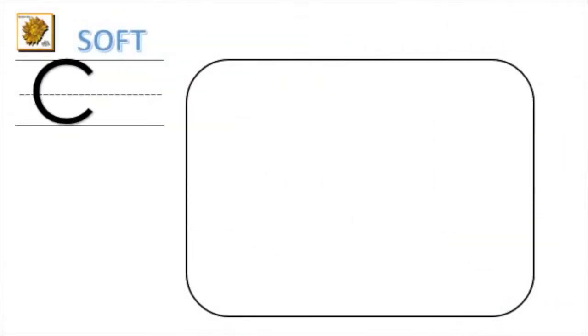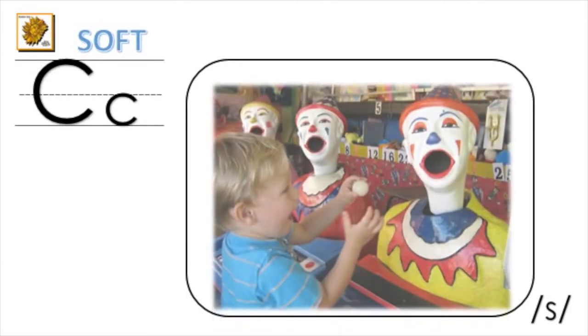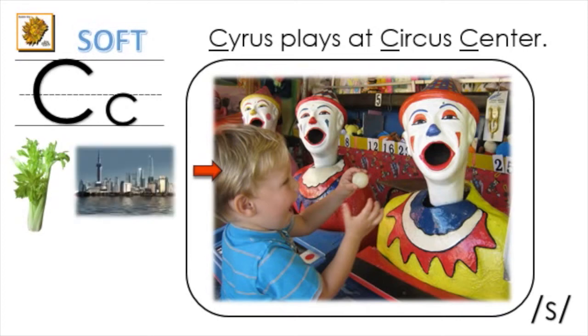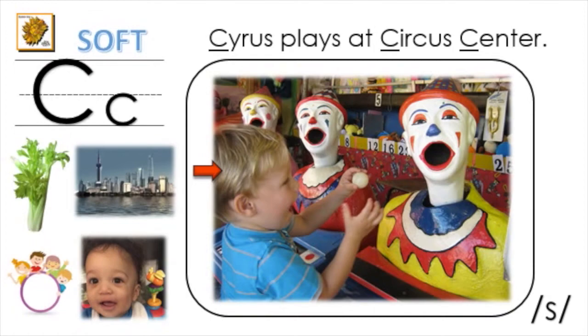This is the uppercase letter C. This is the lowercase letter C. The letter C here says S. Say S, boys and girls. All right. Cyrus plays at Circus Center. The letter C here says S for celery, city, circle, and face.